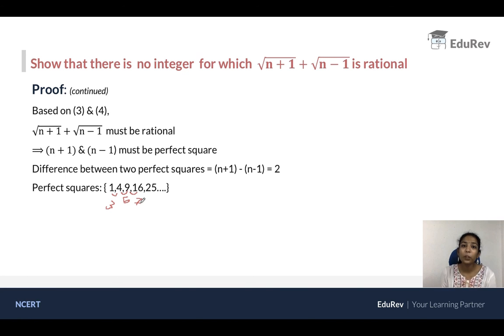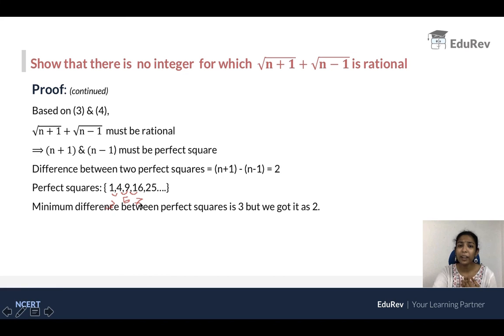So the minimum difference that you are going to get was 3, because if I go to the other perfect square numbers, the value was increasing, right? With the basic definition of the perfect squares, the difference between any two perfect squares should be equal to 3 at minimum. The minimum value, the maximum could be anything. But what we have got is the difference between two perfect squares is 2, which is completely a wrong statement. But in the procedure when we are performing, we haven't gone anywhere wrong. The only wrong thing, if it had happened, it's only because of our assumption. So our assumption that root n plus 1 plus root n minus 1 is rational is wrong.